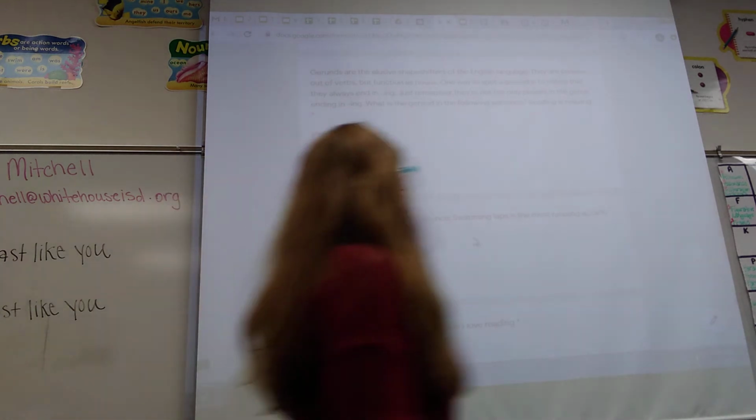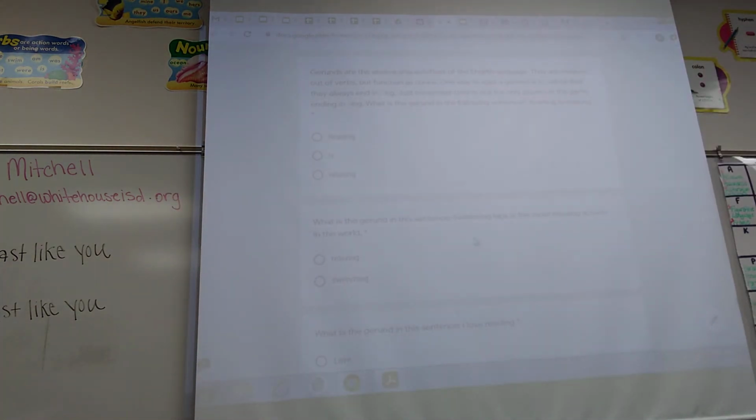What's the gerund in I love reading? Reading. Good. Okay, reading would be our gerund, because love in this sentence is used as the verb. Okay, so reading is our gerund.